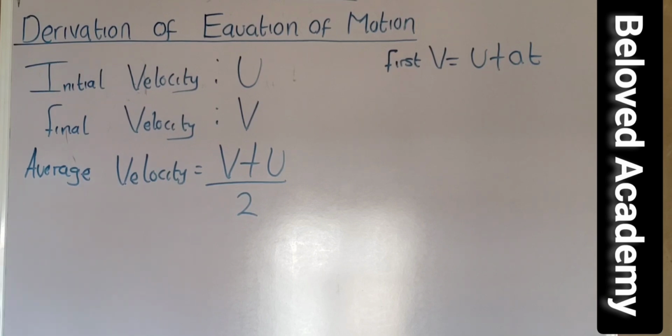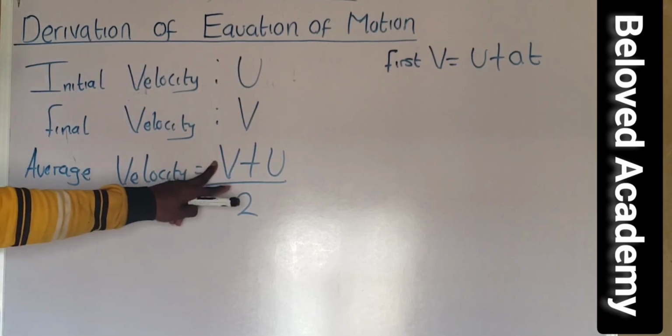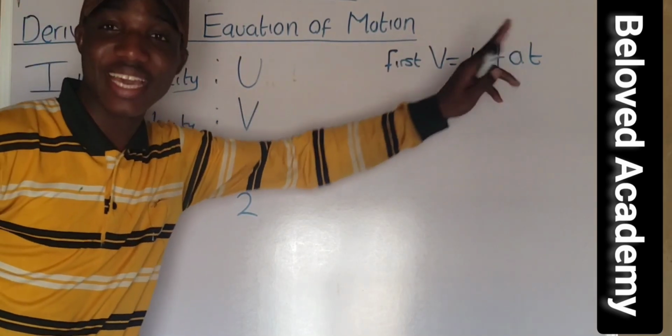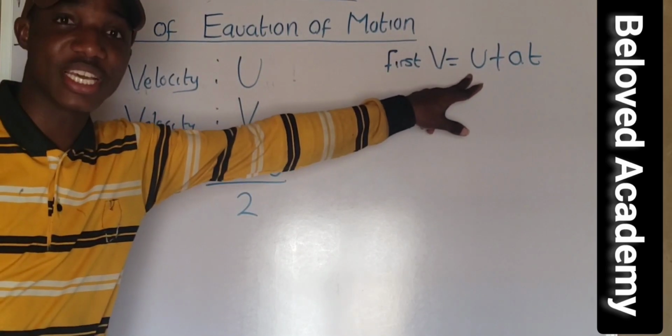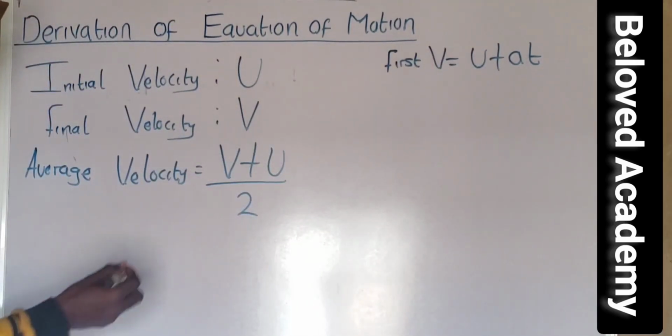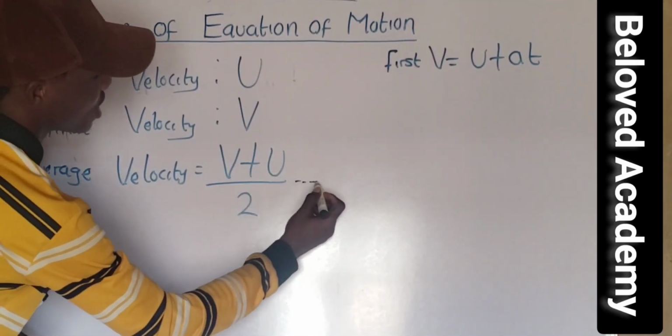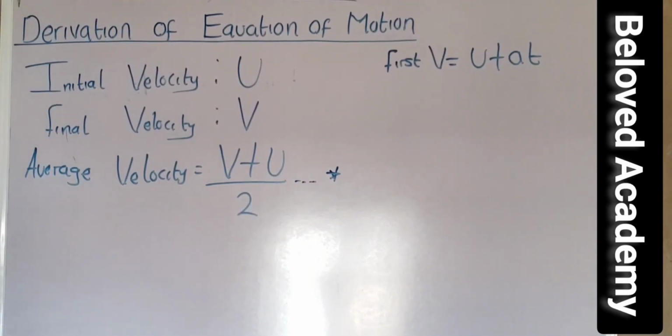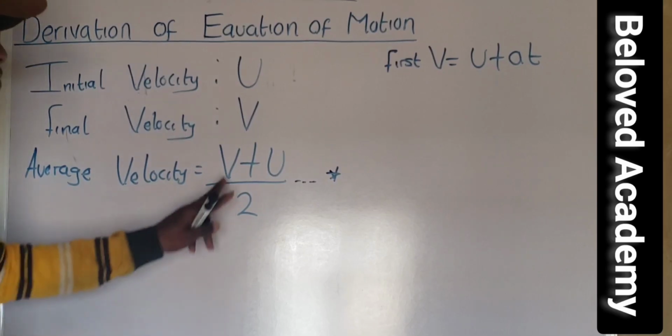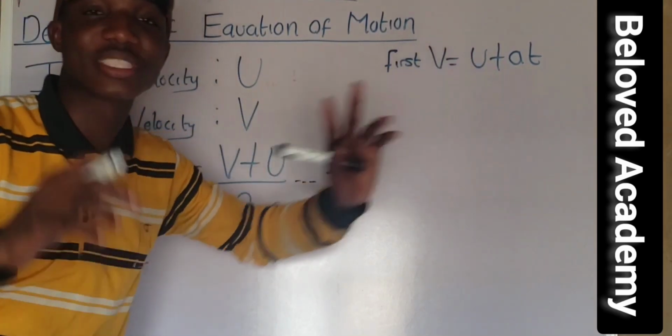To compute the second equation of motion, all we need to do now is to substitute the value of v as u plus at. Don't forget that in the first equation of motion, we learned that v is equal to u plus at. Let me call this equation star. Now, all we need to do is substitute the value of v as u plus at.